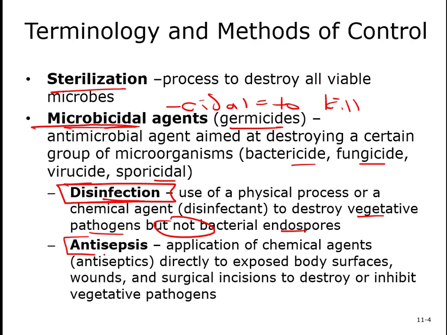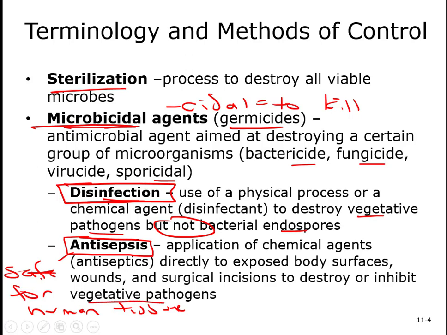Similarly, an antiseptic is similar to a disinfectant, but it's safe for human tissue. So something you can put on skin before surgery or any type of bodily surface, and sometimes a mouth antiseptic, like an oral antiseptic. This will destroy or inhibit the growth of vegetative pathogens on human tissue, but again, it does not kill endospores.